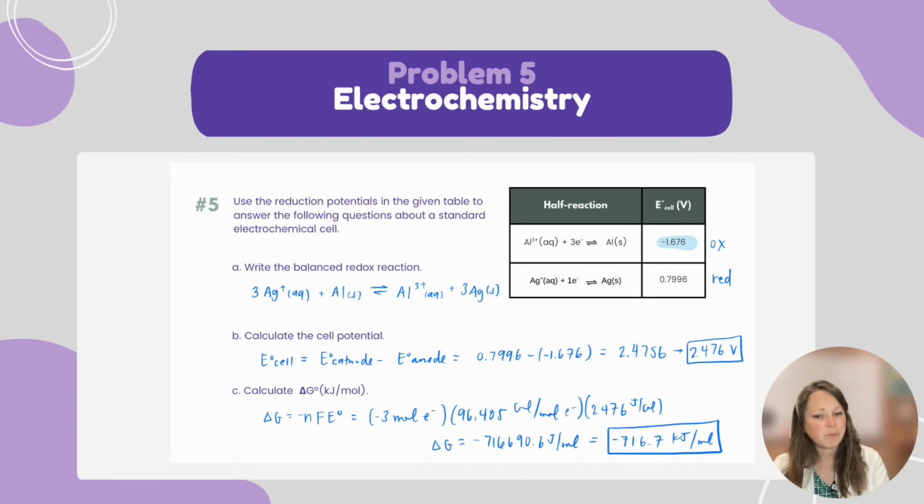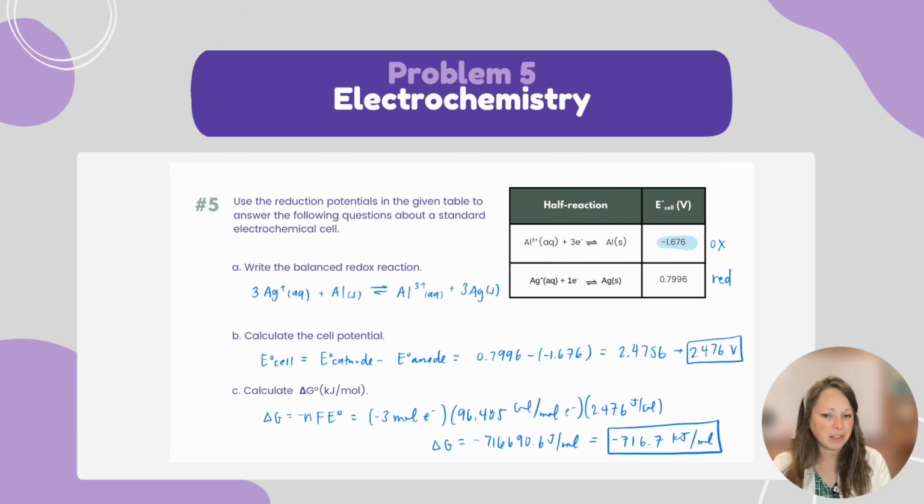All right, last one, we want to calculate delta G. So when you look at the last section of the formula sheet, we have quite a few equations for delta G. This is the one we want for this one. So N is going to be equal to the moles of electrons from that balanced redox reaction.